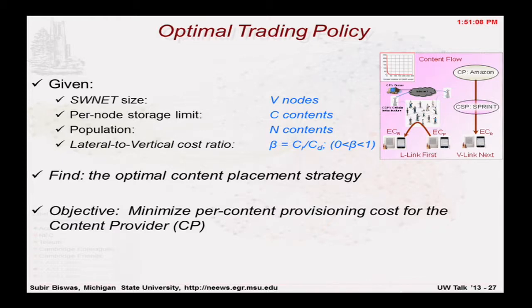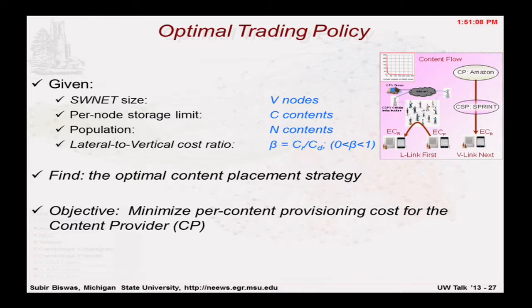But the problem formulation here is: what is the optimal trading policy? So you have certain network parameters, and then you have the content population, and you also know the Zipf parameter, in the sense of what is the power law distribution that the content popularity follows, right? And you want to find the optimal content placement strategy in a social wireless network, and then you want to minimize the provisioning cost.